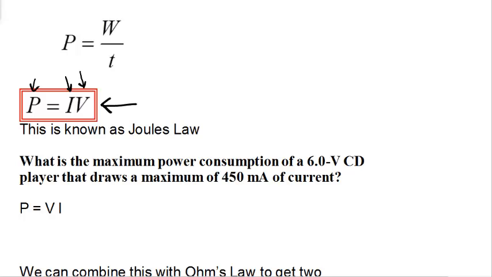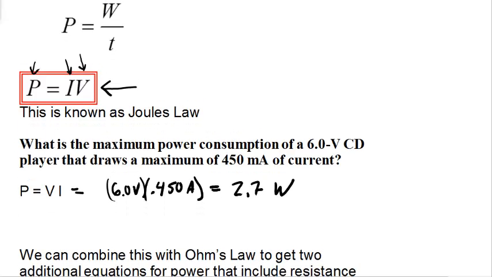So if we, for example, wanted to find out what is the power used by a CD player, then we have a 6-volt CD player times a current of 0.450 amps. Remember always to use SI units. And so we get 2.7 watts of power.